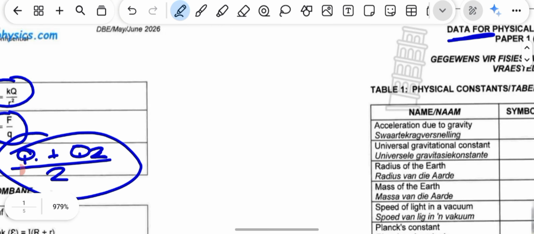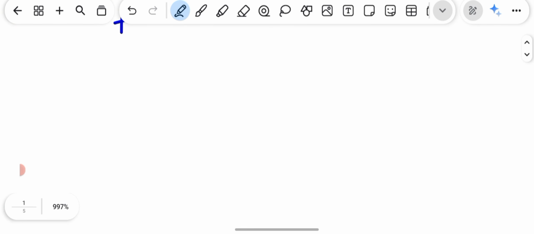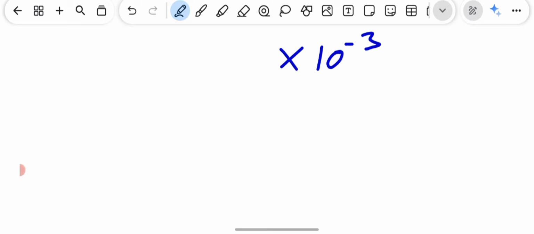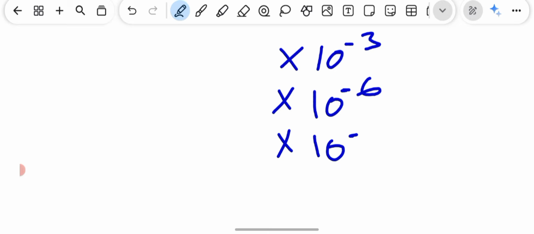And then another thing that you guys should know is how to convert. This is what I'm going to teach you now, because a lot of times you find that children don't know how to convert. Firstly, you're going to write at the top of your examination paper: times 10 to the power of negative 3, times 10 to the power of negative 6, times 10 to the power of negative 9, times 10 to the power of negative 12. Now, can you see there's a pattern here? 3, 6, 9, 12. It's very simple. It's a pattern.